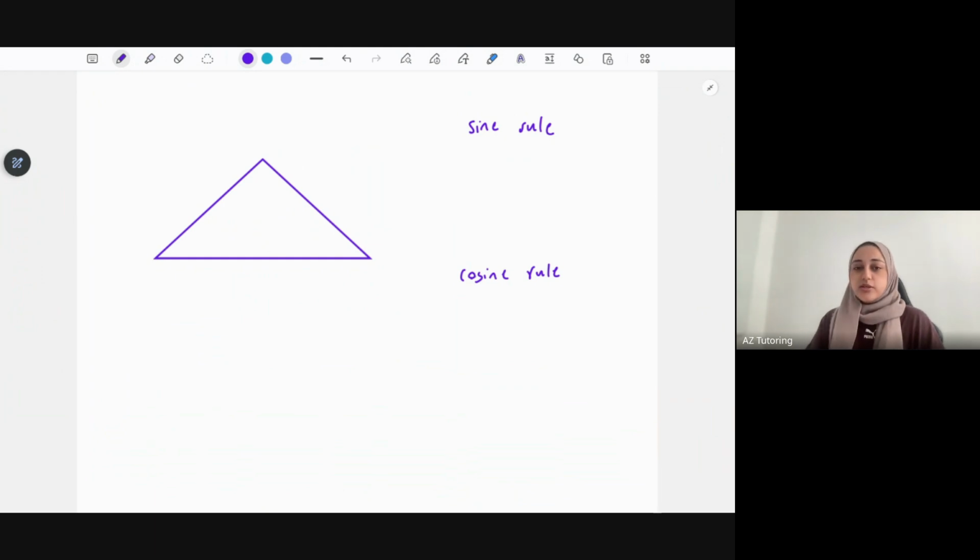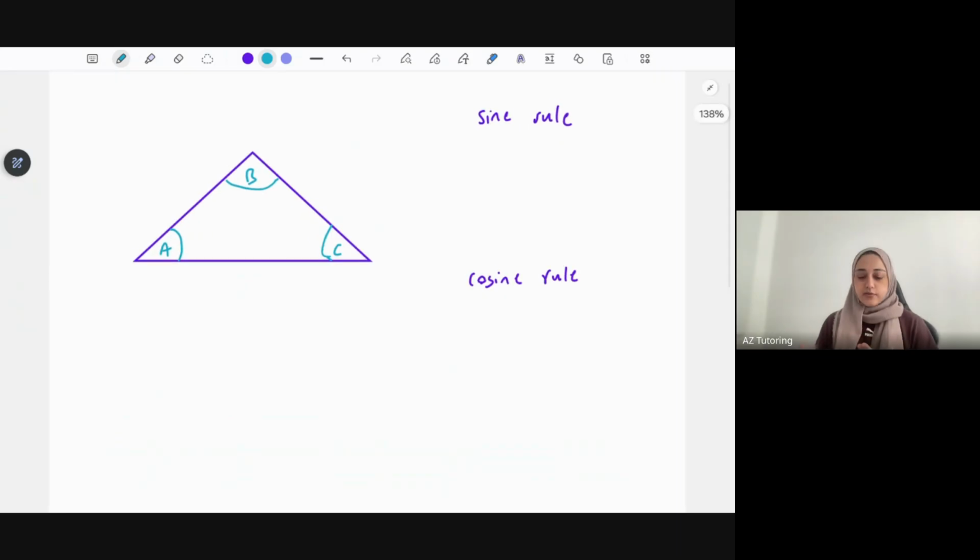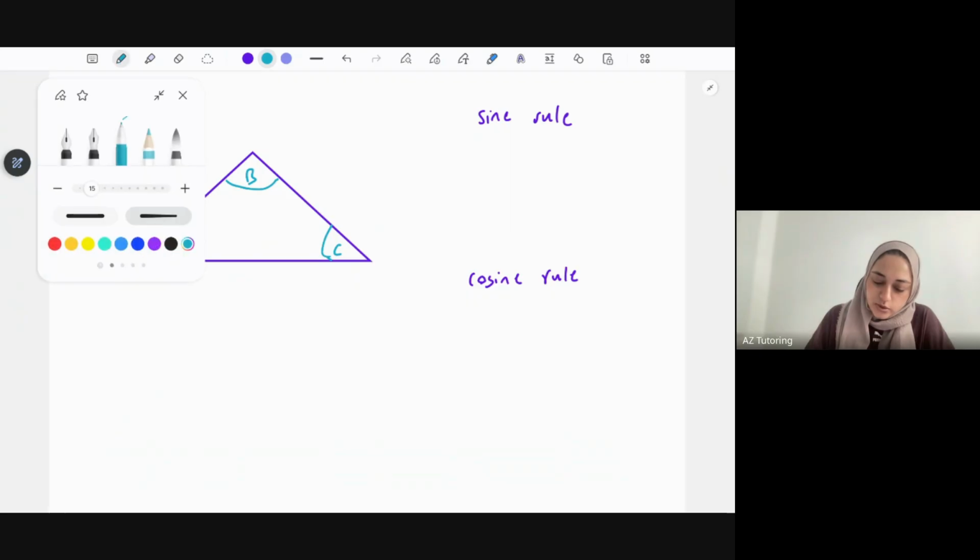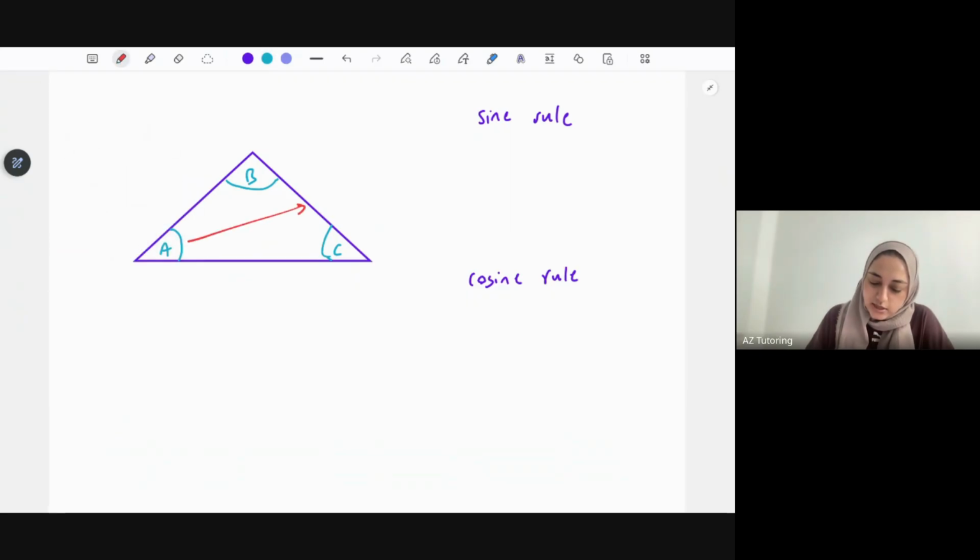Now, the most important thing with these two rules is labeling the triangle. Capital letters represent angles and lowercase letters represent the lengths. So if I call this angle A, this angle B, and that angle C, notice they're all capital letters, and the corresponding side is the length of that letter. This is angle A, so opposite it is length a. This is angle B, so opposite that one is length b. This is angle C, so opposite that one is length c. Notice they're lowercase letters.